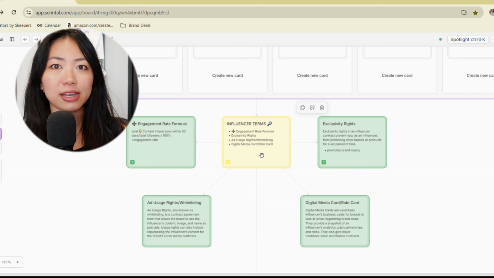Moving on to influencer terms, I've received so many questions about certain terminology that I used in my last video that I really didn't have time to explain, so we're going to tackle that all here. Starting off with your engagement rate and how to calculate it.